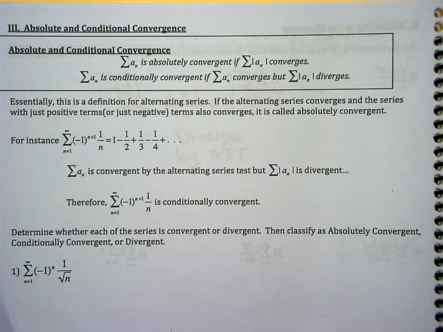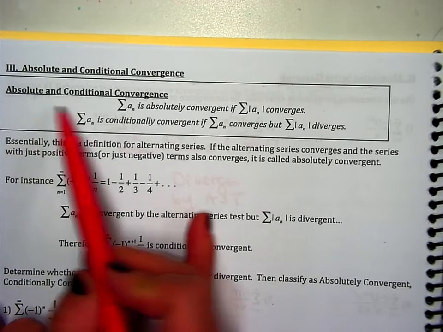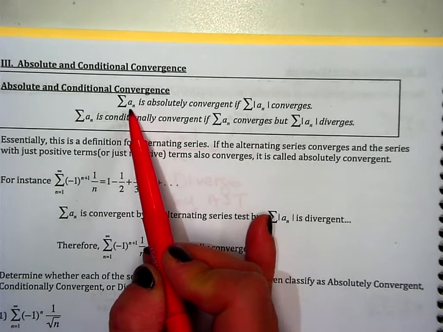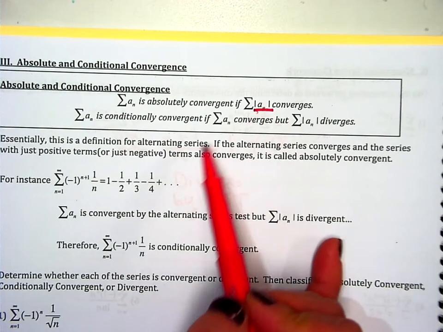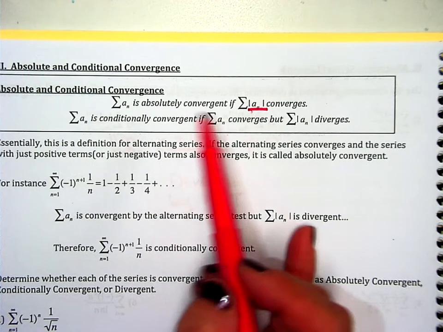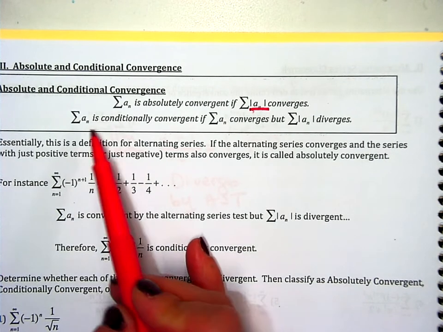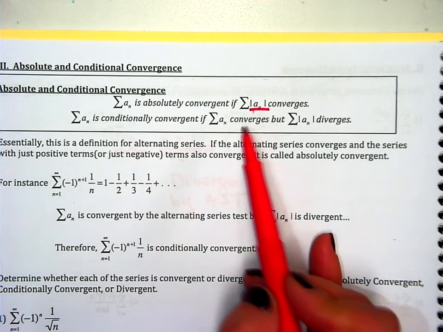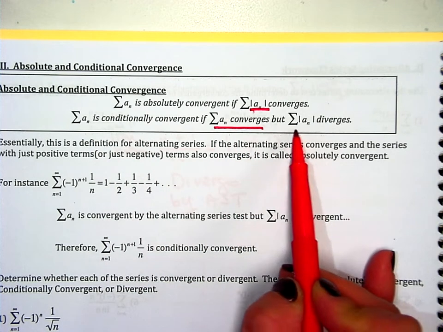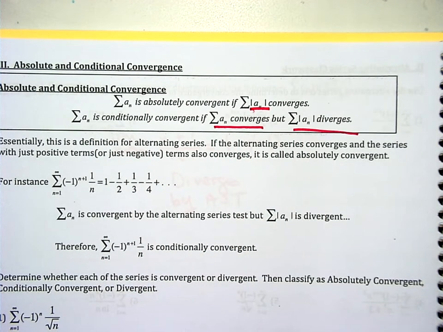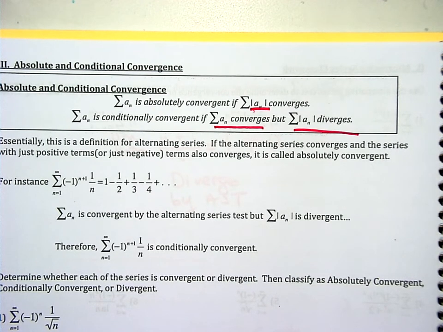The definition of a series that's absolutely convergent is if the absolute value of the series converges and the series itself without the absolute value also converges. We say it's absolutely convergent. Something is called conditionally convergent if the series converges, but if you look at the absolute value of the series, it diverges. So basically, we're just going to put a label on these series as either absolutely convergent, conditionally convergent, or possibly divergent.